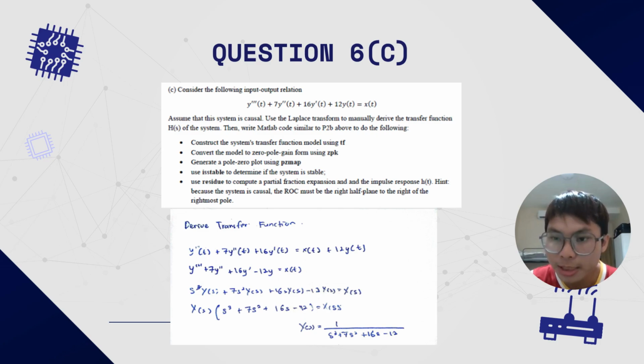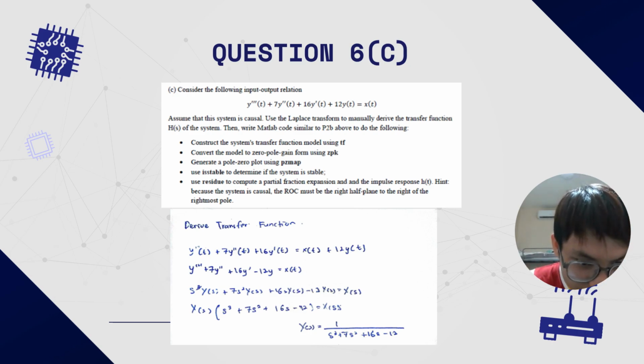The answer of question 6C, first we need to derive the transfer function. The equation is y triple prime t plus 7 y double prime t plus 16 y prime t equal to x(t) plus 12 y(t). So y triple prime plus 7 y double prime plus 16 y prime minus 12y equal to x(t).